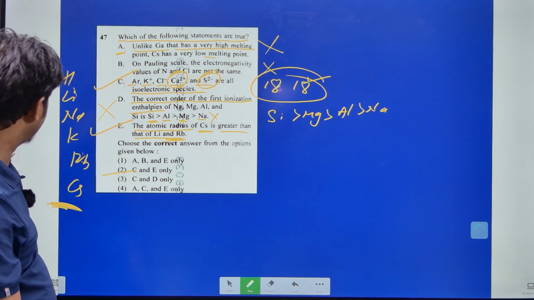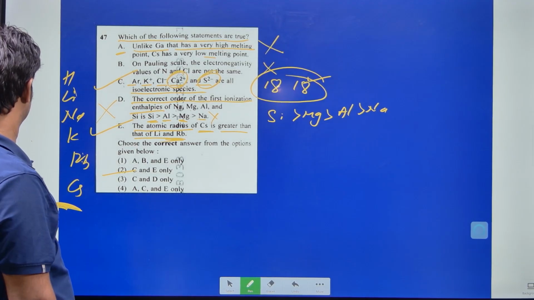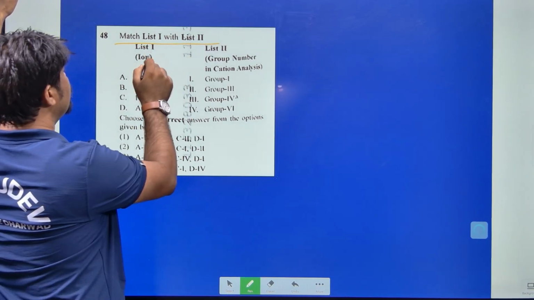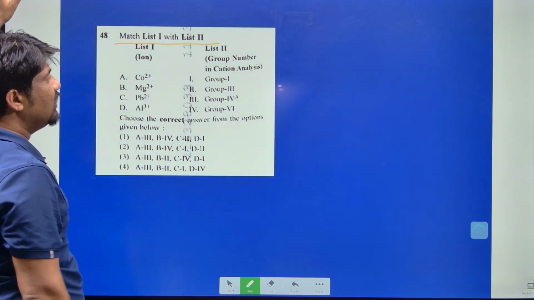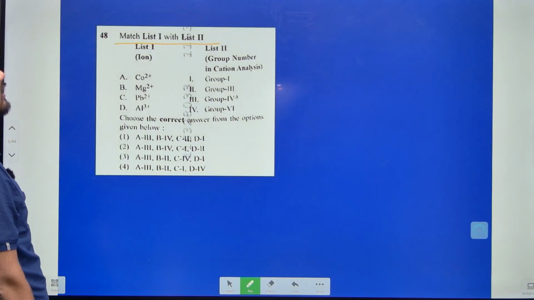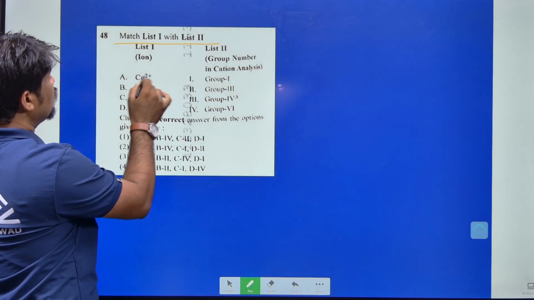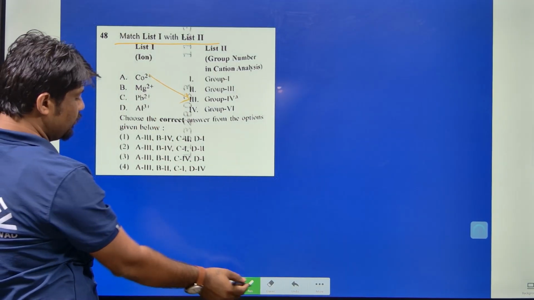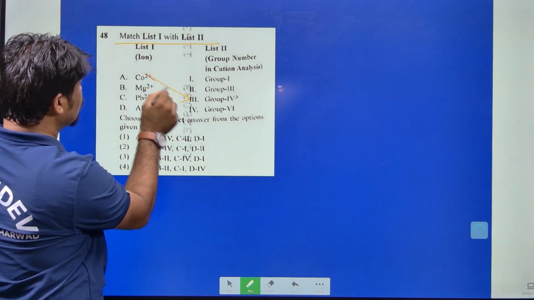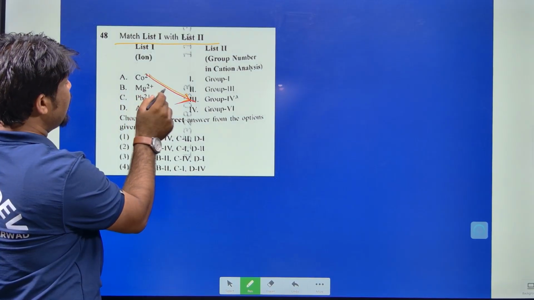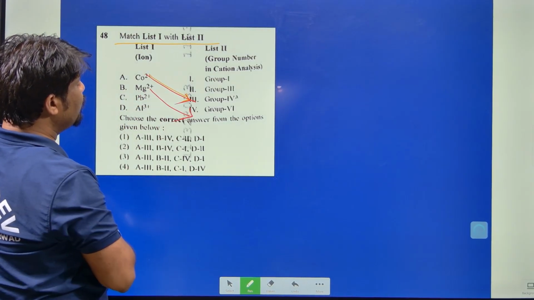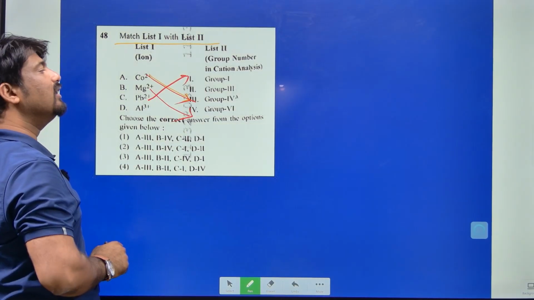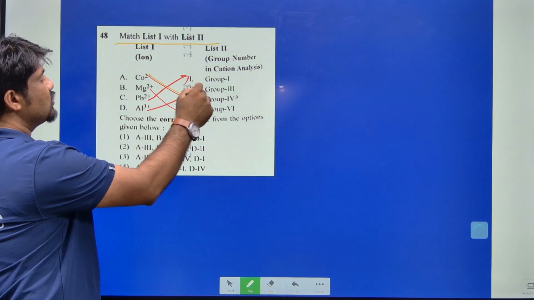Well, let's go to the next problem. Match list 1 with list 2. In list 1, they have given ions, and in list 2, they have given the group number in cation analysis. See here, cobalt plus 2. Cobalt belongs to the fourth group. Mg plus 2 belongs to the sixth group. Pb plus 2 belongs to the first group cation. And aluminium Al plus 3 belongs to the third group.